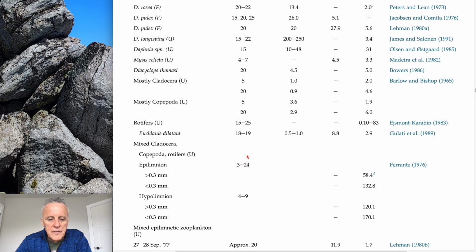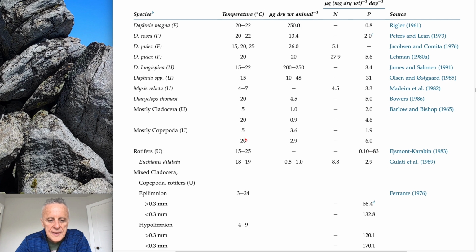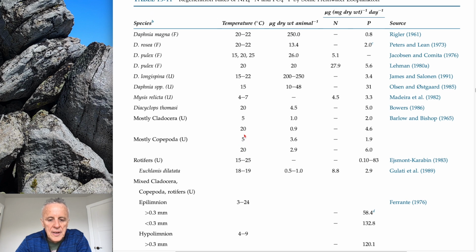So for example, we have colder species, so they live in areas that could be as cold as 5 degrees centigrade and as warm as 20 degrees centigrade for copepodids, and their dry weight is 3.6 or 2.9 micrograms. And they don't have any data for nitrogen, but they have data for phosphorus, and it's 1.9, and a higher mass for the warmer species at 6.0 micrograms.